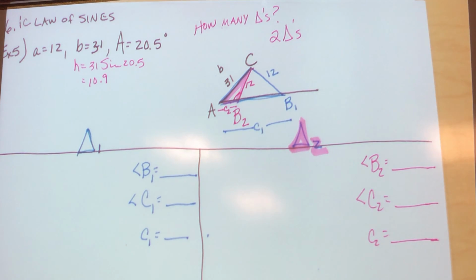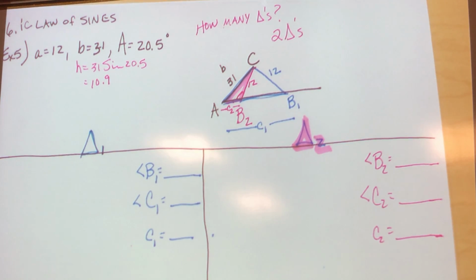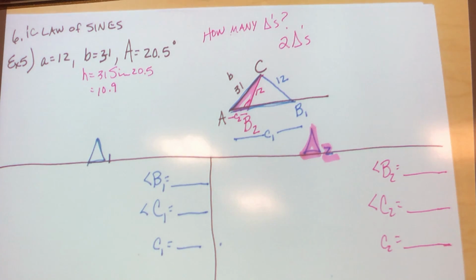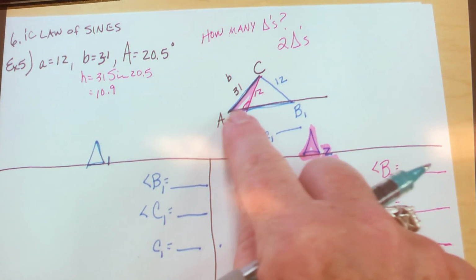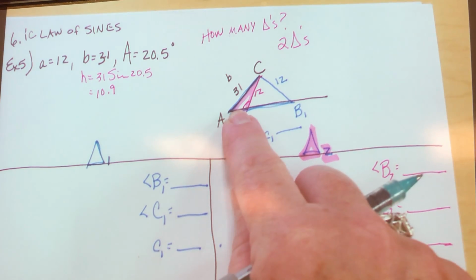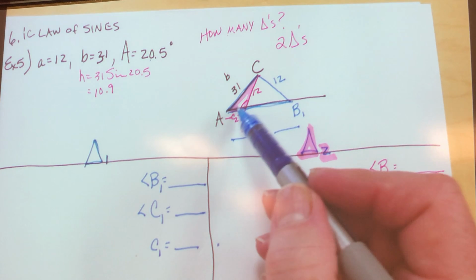Okay, Colton, stop. All right, so the very first thing I'm going to do is work with the blue triangle. In the blue triangle, what do I have to find? Angle B. Okay, I know this side. I know this angle right here is 20.5. Okay, it told me that right there. I just didn't have room to write it in there.